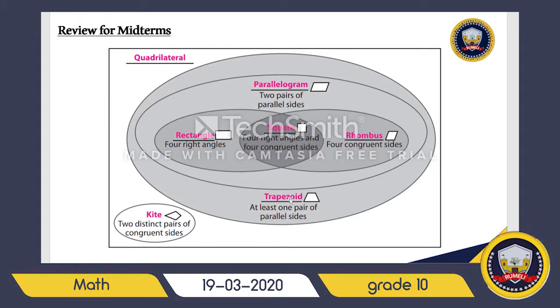We have a trapezoid, which is out of the family of the parallelogram. The trapezoid by definition has at least one pair of parallel sides, which are the bases of our trapezoid. Finally, you have kites, which is out of this group totally, that has two distinct pairs of congruent sides. So these sides from here are congruent and another pair from the other side are congruent.